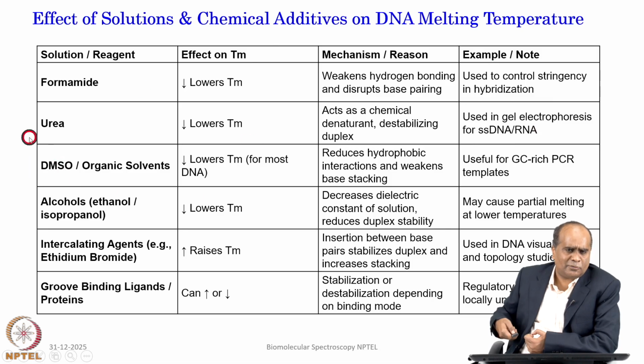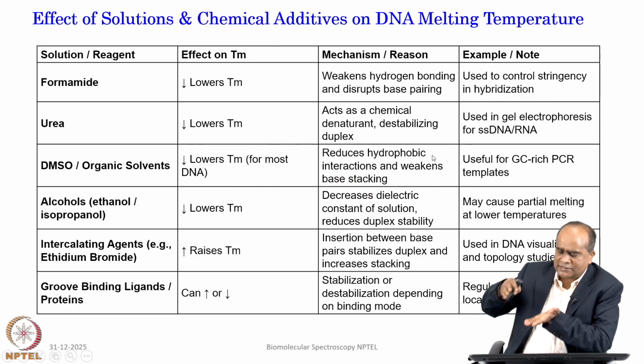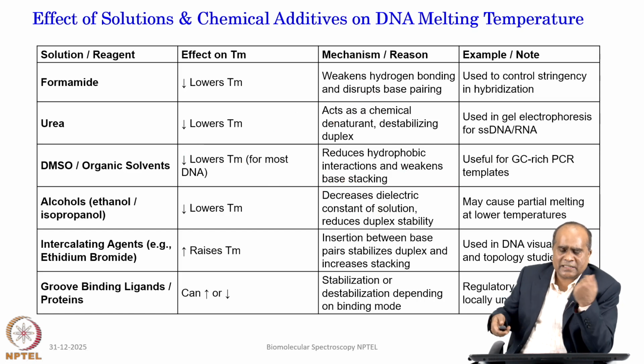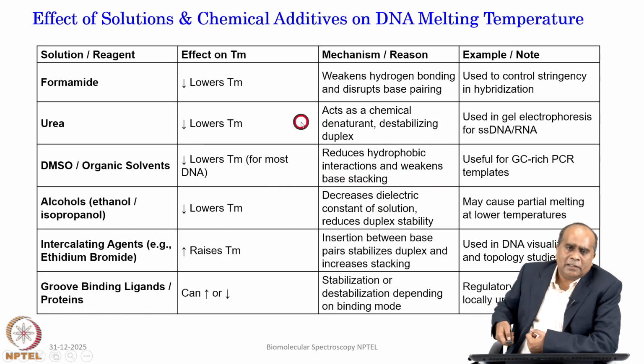And DMSO is an organic solvent; of course, in most of these cases it lowers the Tm. And how does it do it? It reduces the hydrophobic interaction and weakens the base stacking. You remember that hydrogen bonding and base stacking are the two dominant stabilizing factors. So, this is useful for a GC-rich PCR template. If it is not melting, you just add DMSO and the Tm will be lowered.